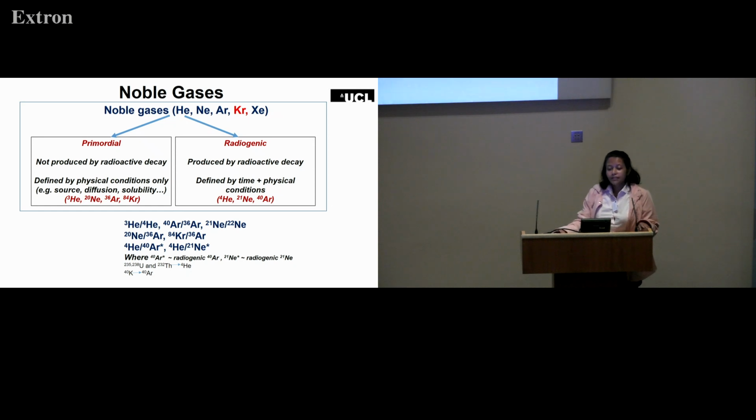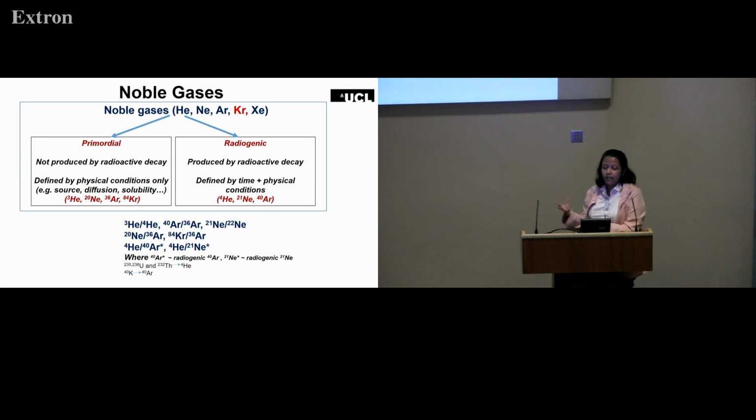And noble gases have other advantages. For example, we can divide them into primordial and radiogenic. So what happens is that there are some primordial noble gases, which means they are not produced subsequently after their incorporation, unless and until they're driven in by fluids or driven out by some other kind of movements. And then you have the radiogenic noble gases, for example, the 4-helium and the 40-argon, which can be produced over time from the decay of parent elements.